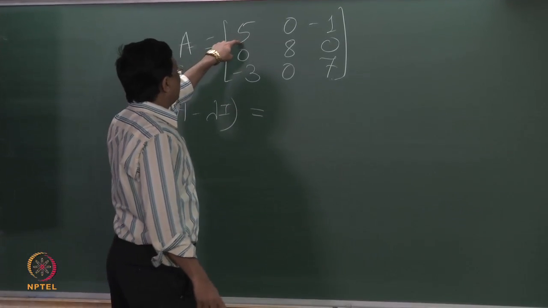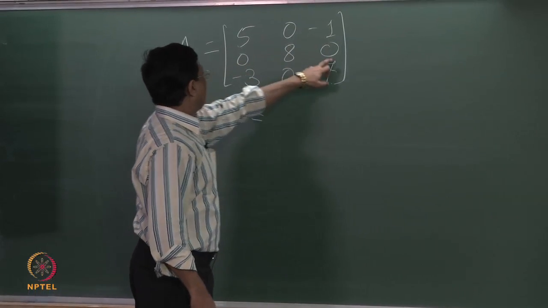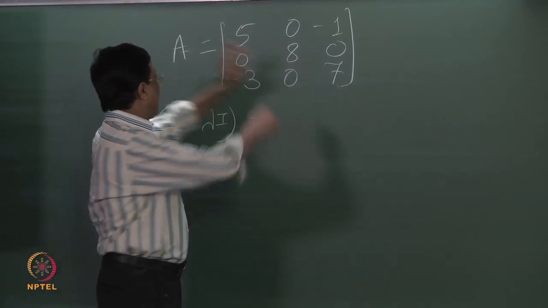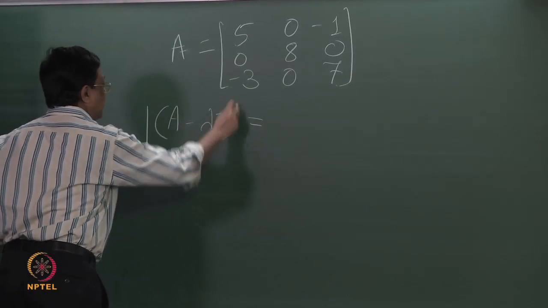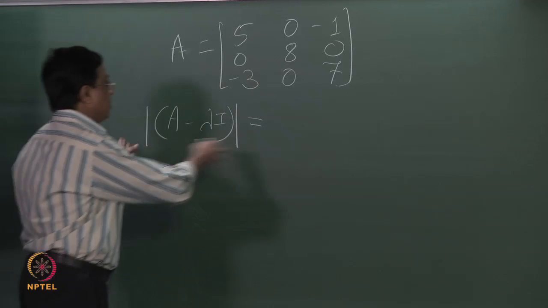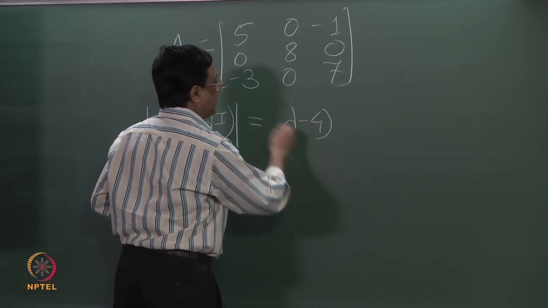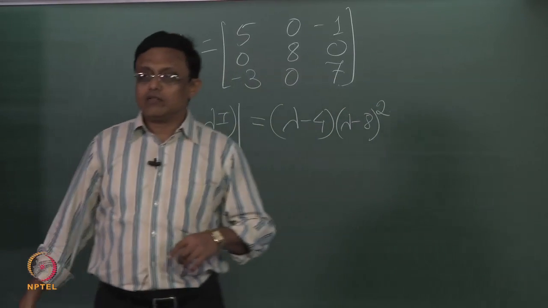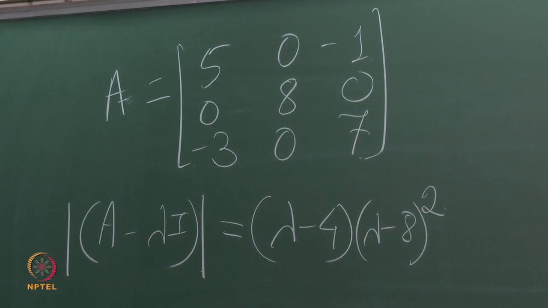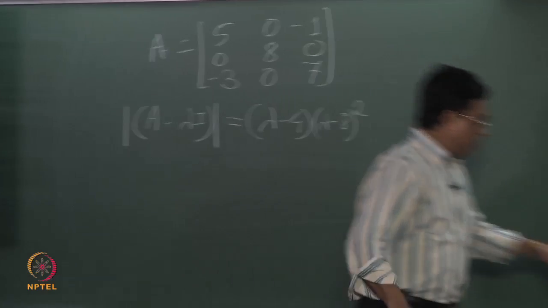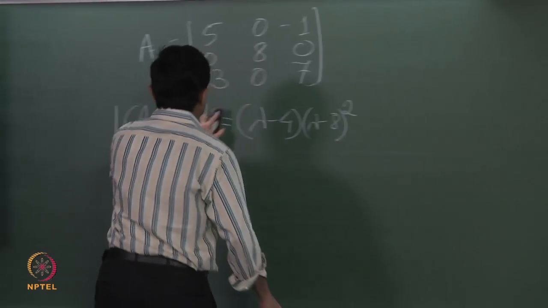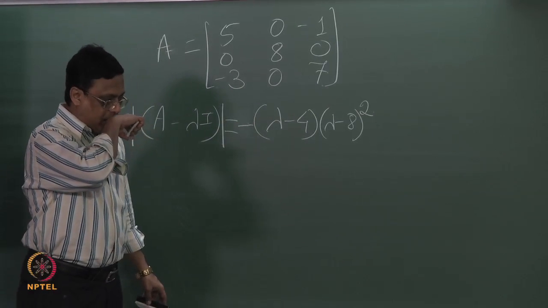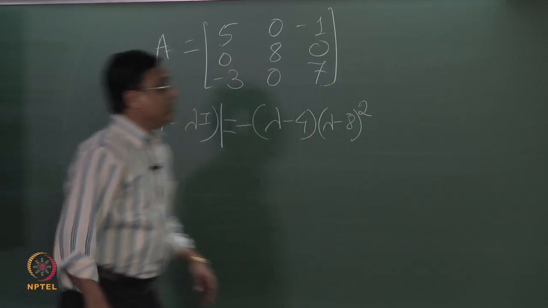okay, 5 minus lambda, 0, minus 1; 0, h minus lambda, 0; minus 3, 0, 7 minus lambda, correct. So if you take the corresponding matrix, the determinant of this matrix, and write it in a polynomial form and then factor it, you will get this. I leave this as an exercise for you, you should be able to check it, okay. One of my students is pointing out right away that there should be a negative sign. That is what you will get, okay.